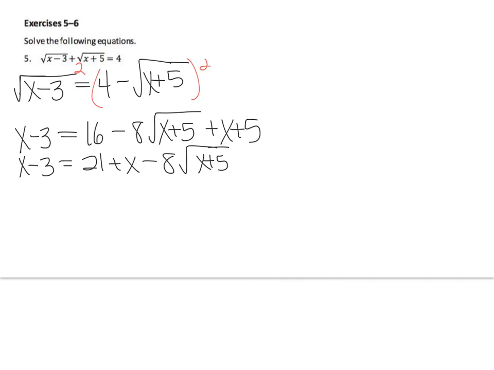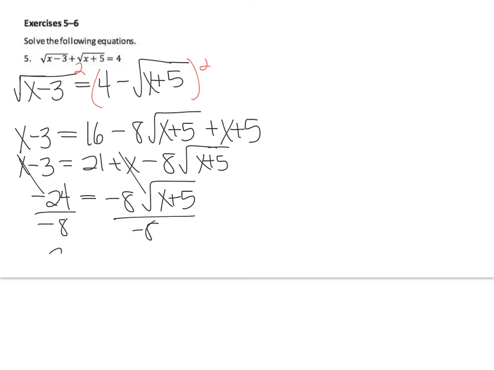Subtract 21 from both sides. I have negative 24. The x's cancel. Negative 8 times the square root of x plus 5. Divide both sides by negative 8, and I'm left with 3 equals the square root of x plus 5. Let's go ahead and square these again. Get 9 equals x plus 5, x equals 4.